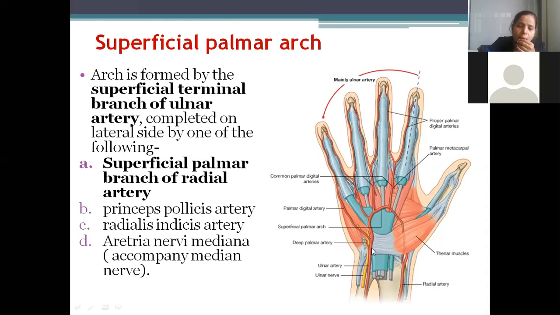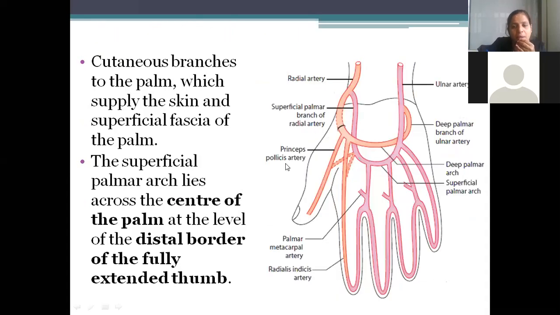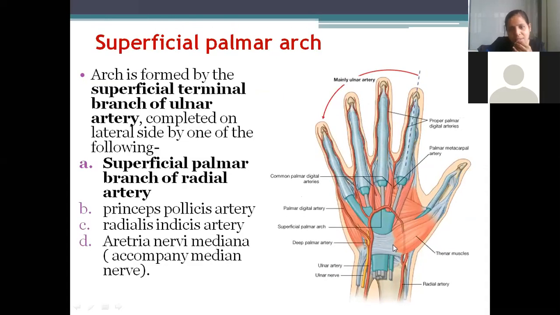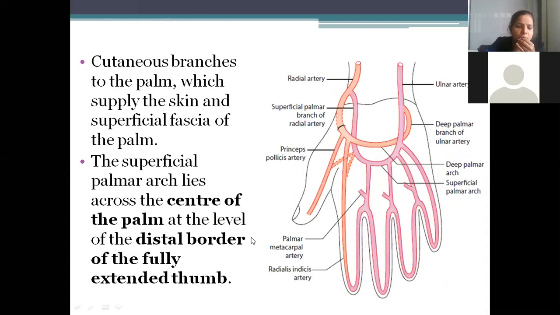The superficial branch of the ulnar artery and the superficial palmar branch of the radial artery only will join. These are the most probable ones; the others are rarer. Instead of joining with the superficial palmar branch of the radial artery, in rare cases it may join with princeps pollicis and radialis indicis. Then what is the fate of this artery, you are asking, isn't it? If it is not joining this, then it is going towards the thumb, because its close proximity is the thumb only, no, beta? దానికి దగ్గర ఇదే ఉంది కదా, so ఇటువైపు వెళ్ళిపోతుంది. Okay. So that is better.